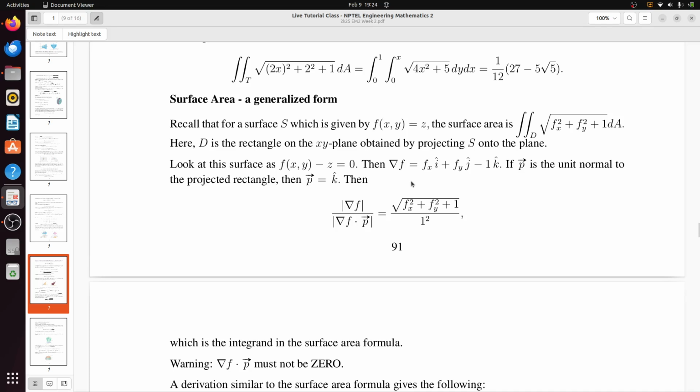So what you will get? Grad f. So grad f is f_x i plus f_y j minus 1 k. If p is the unit normal to the projected region, then p cap is equal to k cap, because you are in the xy plane.